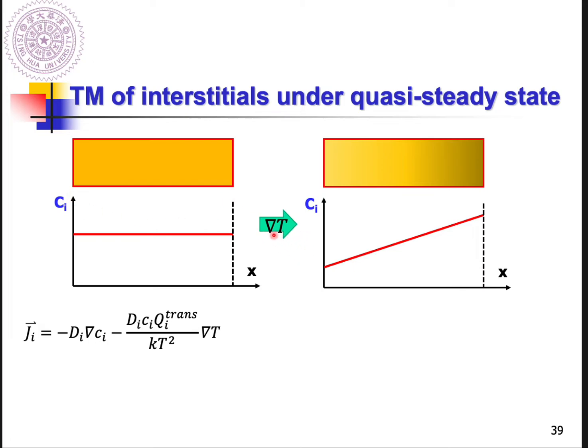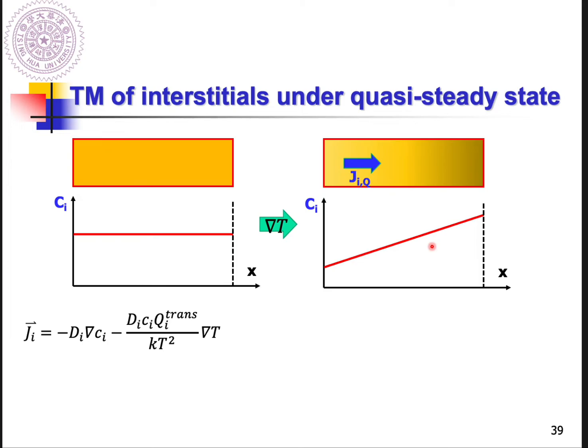As long as this gradient is large enough, this driving force is going to push these interstitial atoms toward the right-hand side. So after a while, you can observe the profile of interstitial atoms becomes like this. So you can expect there's a driving force toward the right-hand side, right?